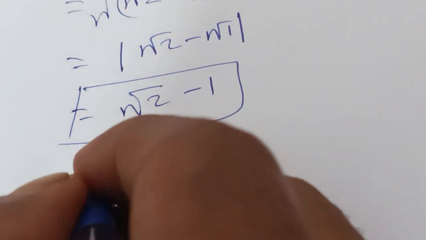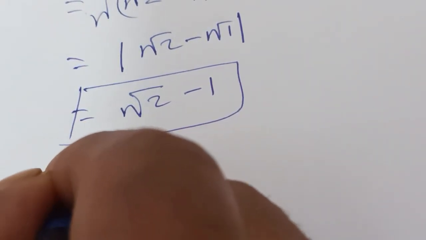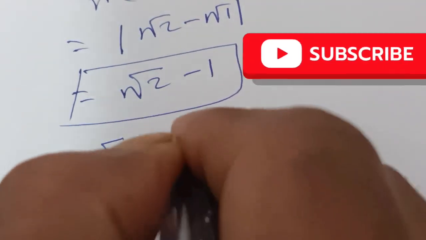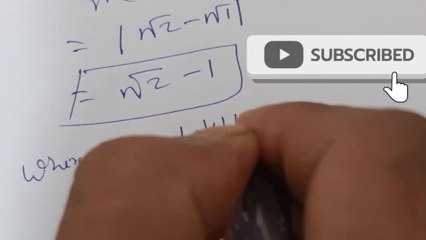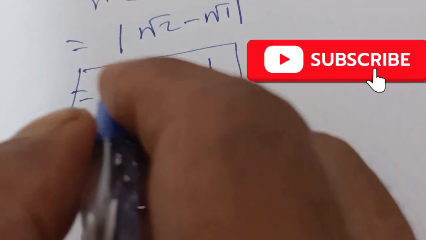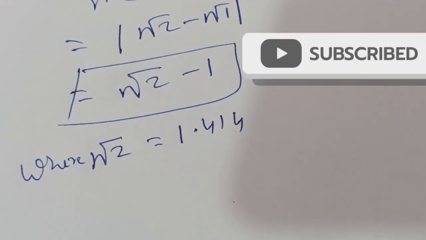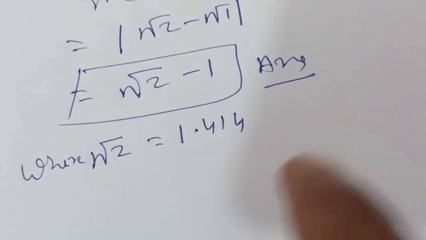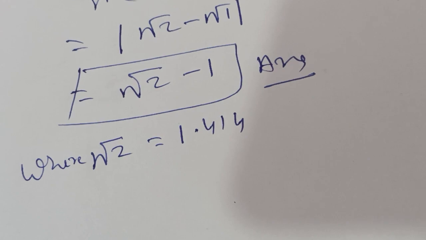You can put the value of root 2, where root 2 is equal to 1.414. You can put this value. Otherwise, this is the answer also.